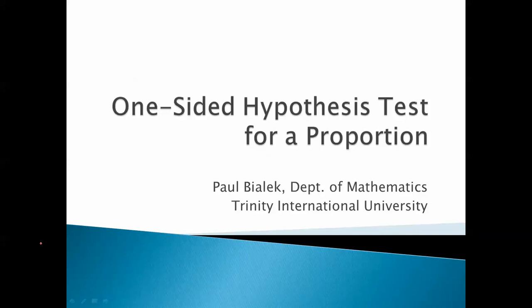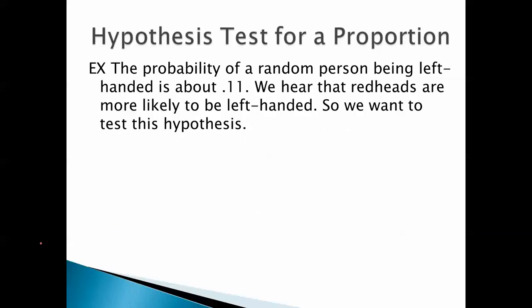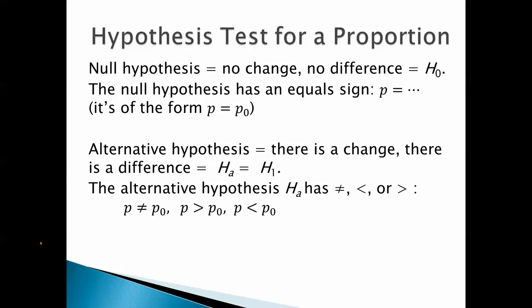Let's look at a one-sided hypothesis test for proportion. The probability of a random person being left-handed is about 0.11. We hear that redheads are more likely to be left-handed, so we want to test this hypothesis.